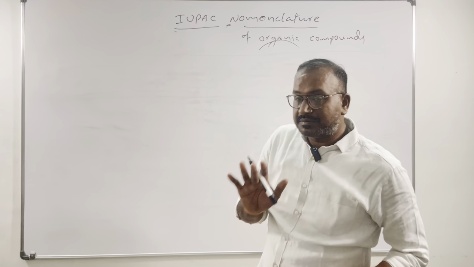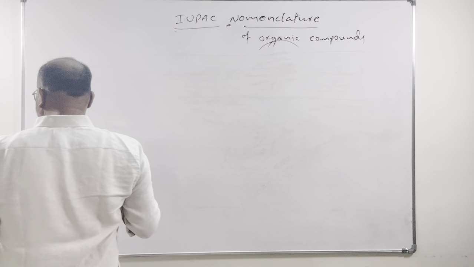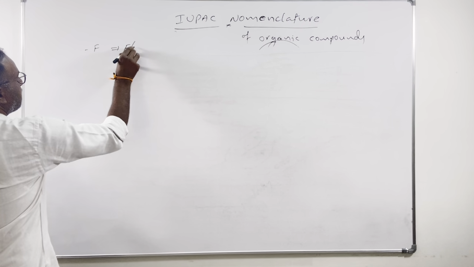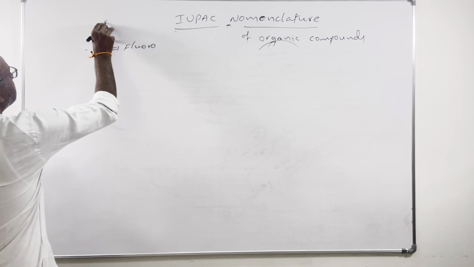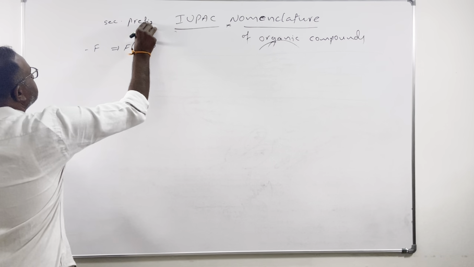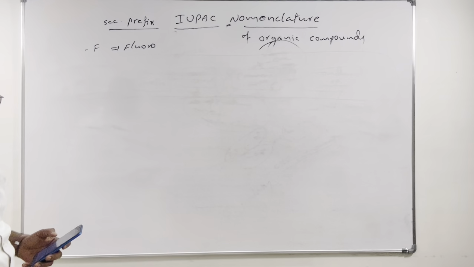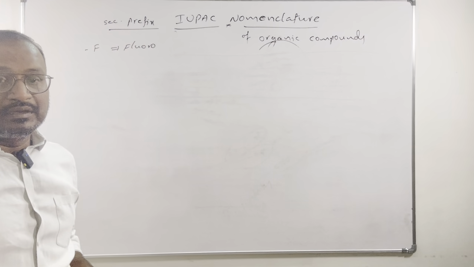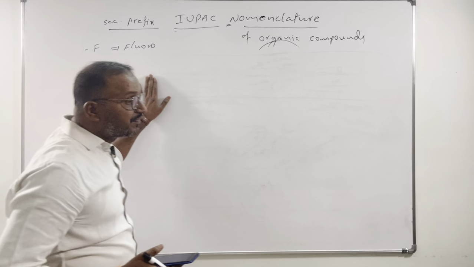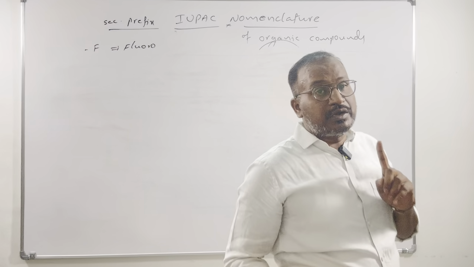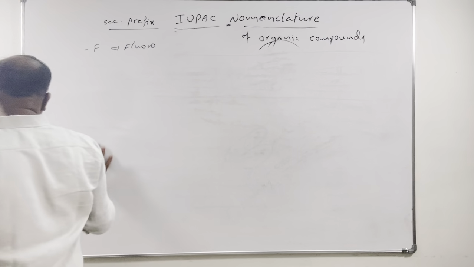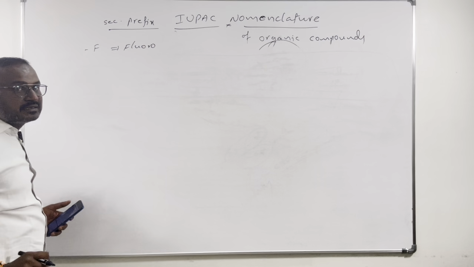Then which groups come under secondary prefix? Let me see now. F, if fluorine is there, we have to say it as fluoro. All these come under secondary prefix. If these groups are there, they are secondary. We should not write these groups as suffix names according to IUPAC. What are the groups? Some groups are there. If these groups, I am writing here, they come under secondary prefix.